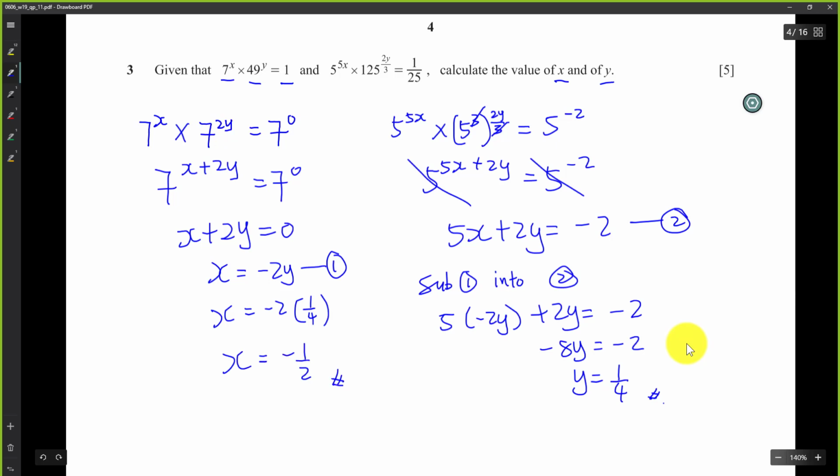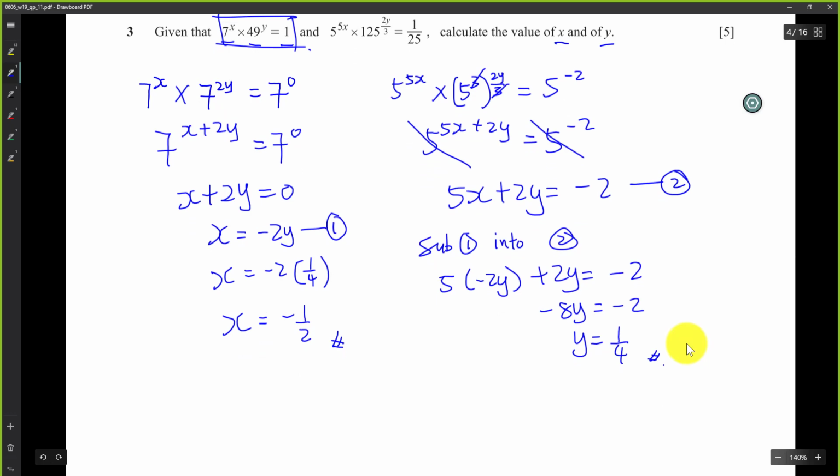Yep. And for this kind of question, this kind of simultaneous question, you can always try to substitute your answer back into your equation to check whether your answer is correct or not. So I will try to sub into my first equation here, see what happened. So I have a 7 power of negative 1 over 2 multiply 49 power of 1 over 4. See, is it equals to 1? So if it's not equals to 1, that means something wrong for my equation. So yeah, I will always check like this, because must equals to 1 according to the equation.